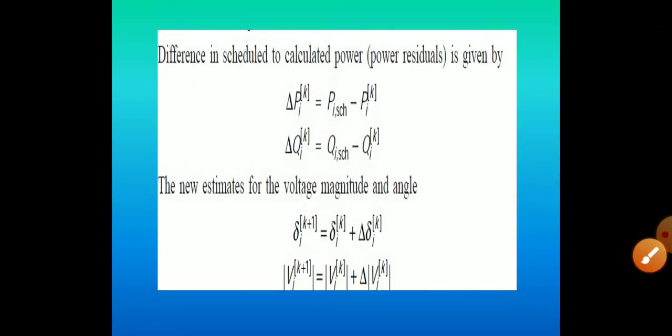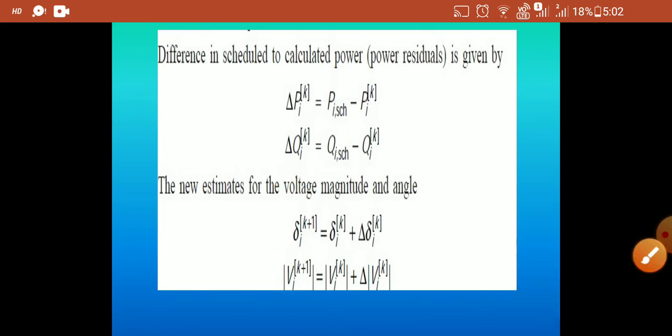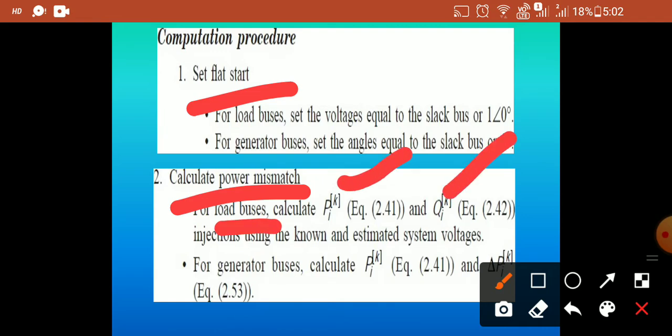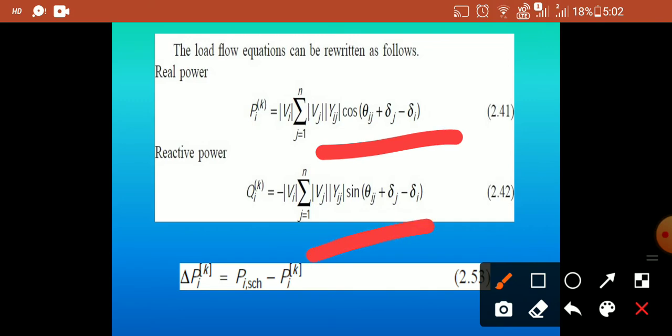So after filling this, we have to find the difference in scheduled power. Then we have to estimate the voltage magnitude and rotor angle. This is the procedure. First we have to set the flat start voltage. Then we have to find the power mismatch for load buses, the P value and Q value, and for generator buses the del P value. This is the procedure. This is the generalized formula for real and reactive power.